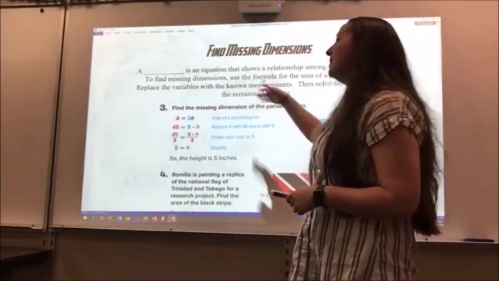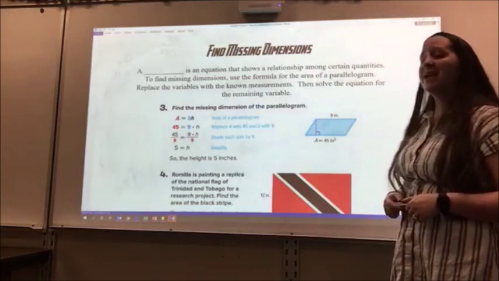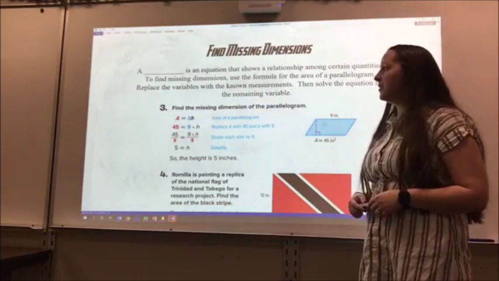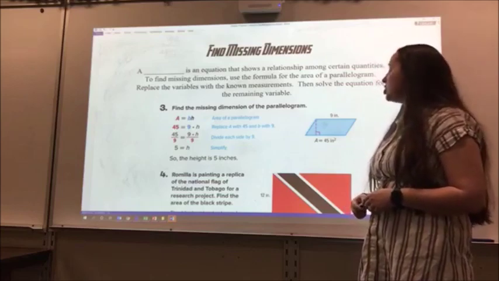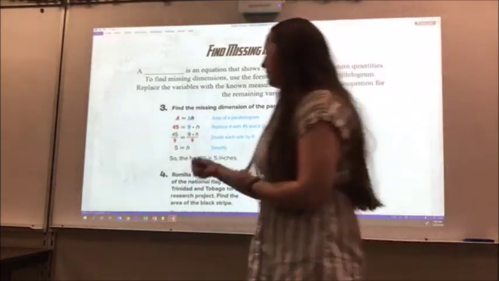Okay? A blank is the equation that shows a relationship among certain quantities. To find missing dimensions, use the formula for the area of a parallelogram, replace the variables with the known measurements, then solve the equation for the remaining variable. In that blank, you're going to write formula.